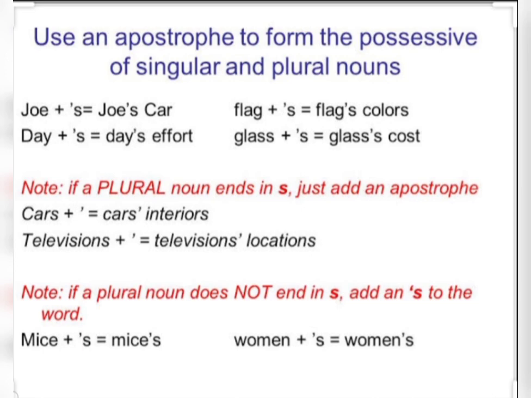For example, mice. What I read here, this word does not end with s. Second word, women, this word also does not end in s, so after the word put apostrophe and s. It means you have to follow the first rule here.